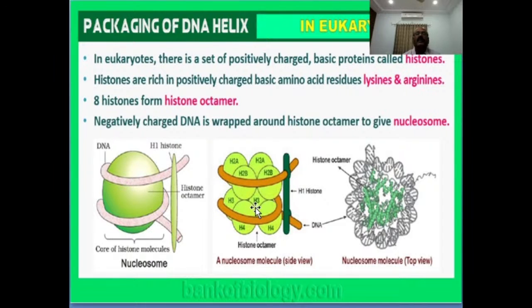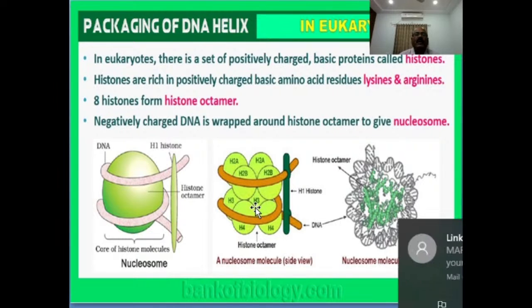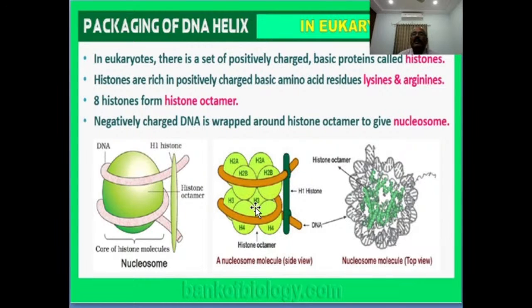So, in eukaryotes, there is a set of positively charged basic proteins called histones. Histones are rich in positively charged basic amino acid residues, lysine and arginine. The question came several times in MSET and NEET also. So the histones are rich in charged basic amino acid residues, lysine and arginine. 8 histones form histone octamers. Negatively charged DNA is wrapped around histone octamer to give nucleosome.